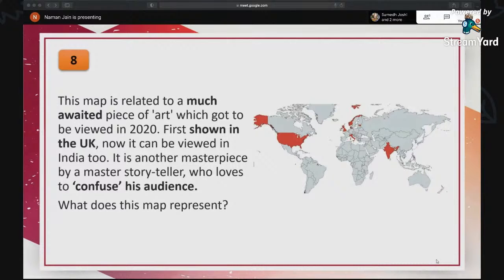And the artist likes to. The art may not refer to a painting as such. I'm not saying that it is not referring to a painting, but art can be anything. It is just using the literary sense. So what does this map represent? And Sumedh gave a hint there. The Nobel Prize question has some connection to this. Give away hint. So, okay, going ahead.